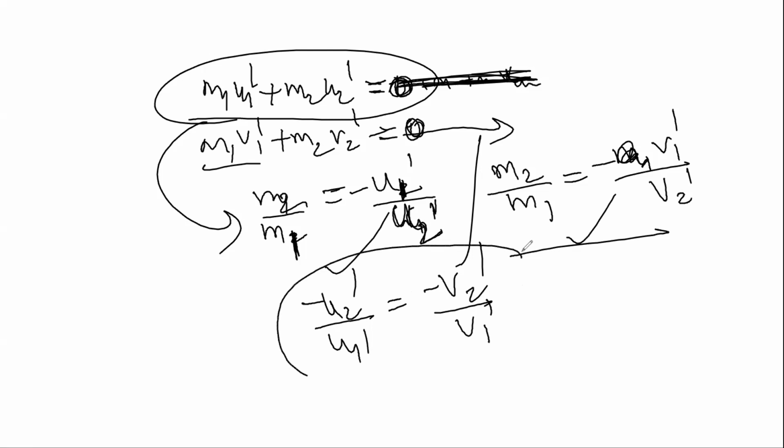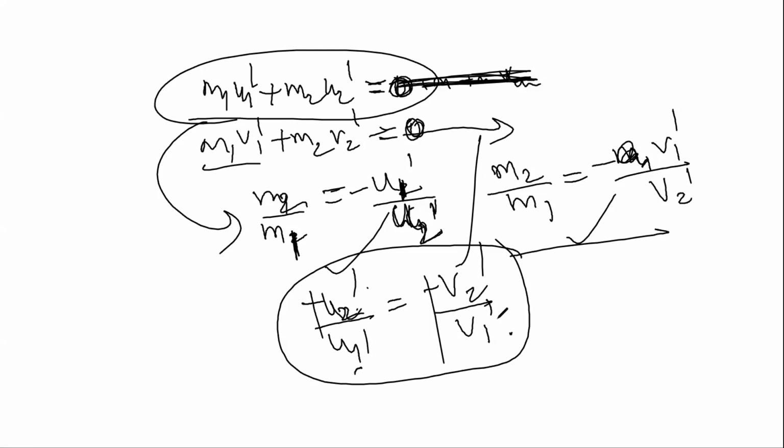Make it a point that, taking positive, u2 dash by u1 dash equal to v2 dash by v1 dash. The ratio of the velocities of the two bodies before collision is equal to the ratio after collision, about the center of mass frame of reference.